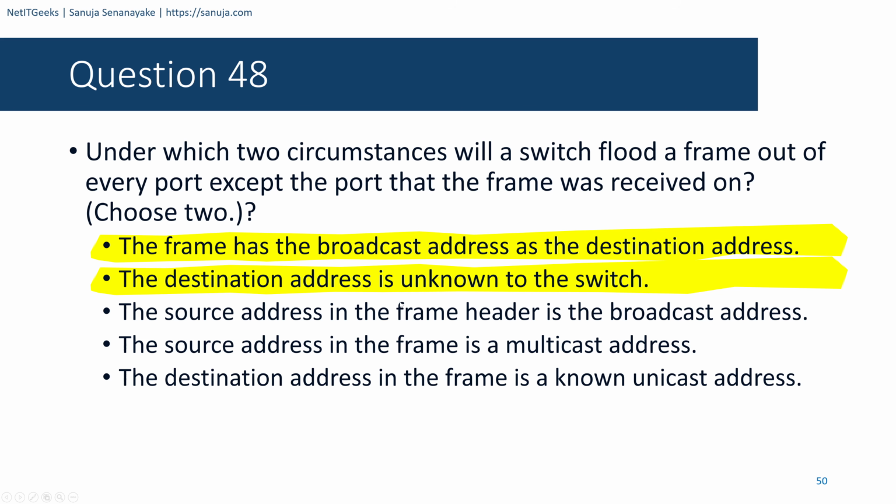When the destination address, however, is not known, we know the destination address is there and it is not a broadcast address, but because the switch doesn't know where the destination address is except the incoming port, it will exit out of all other ports as a result. So that's the answer to that question.